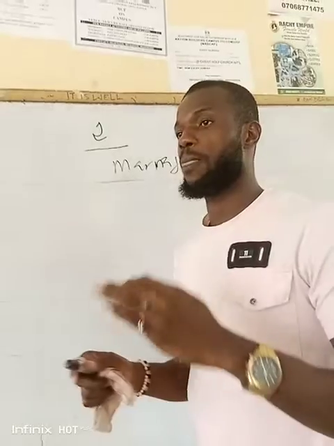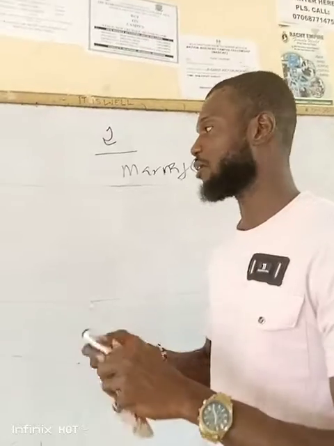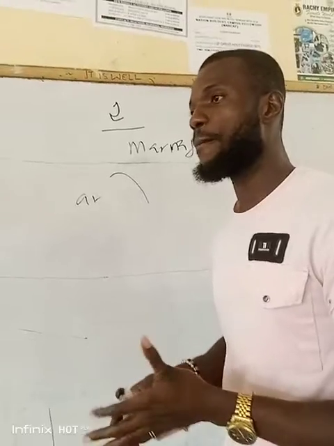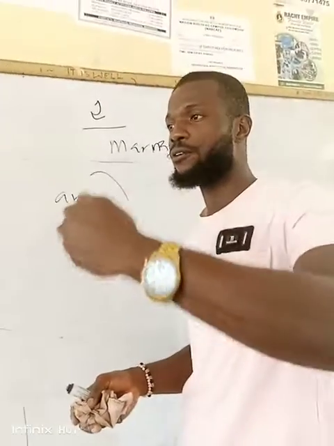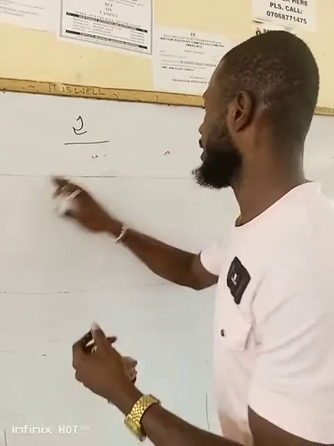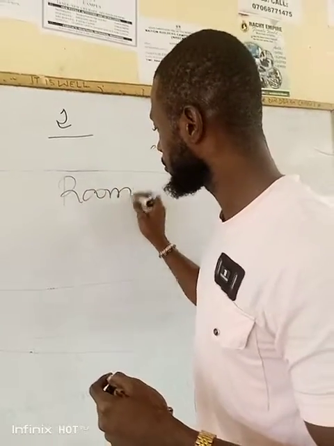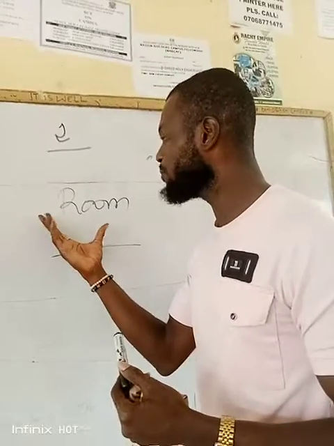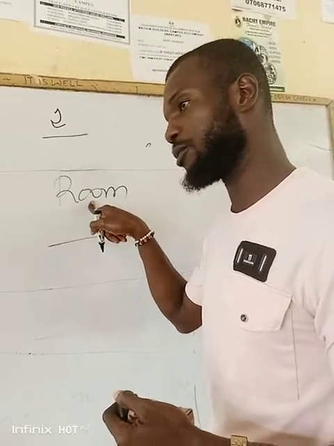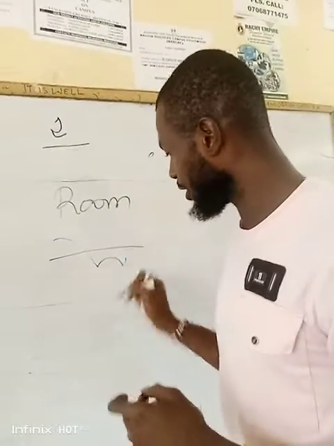Now, that is for R going up. Let's come to the rules of R coming down. Whenever R is immediately followed by M, R goes down. For example, room. R is immediately followed by M, so R will come down. The ru sound is the third place. The R will cross the line. Room. Where will you put your U? Here.